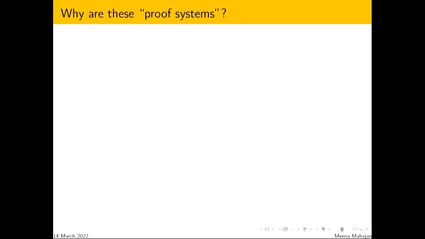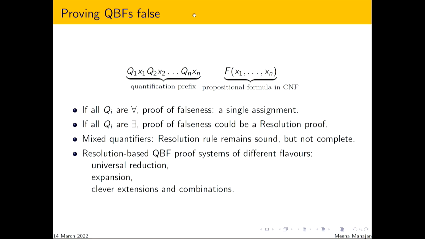Yeah. So to prove that QBFs are false, as I said, we need to go well beyond things like resolution, which work for satisfiability. We need new ideas because the variables are behaving differently. And so the moment you have mixed quantifiers, resolution is not enough. We need to augment these systems in different ways. There are ways of augmenting them. They are very clever, some of them.